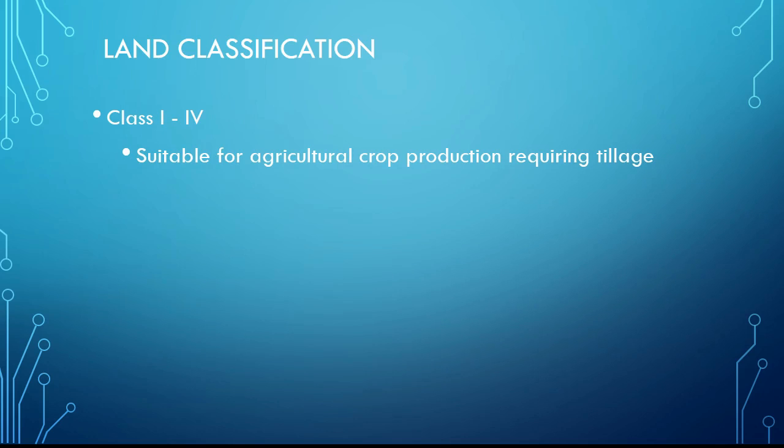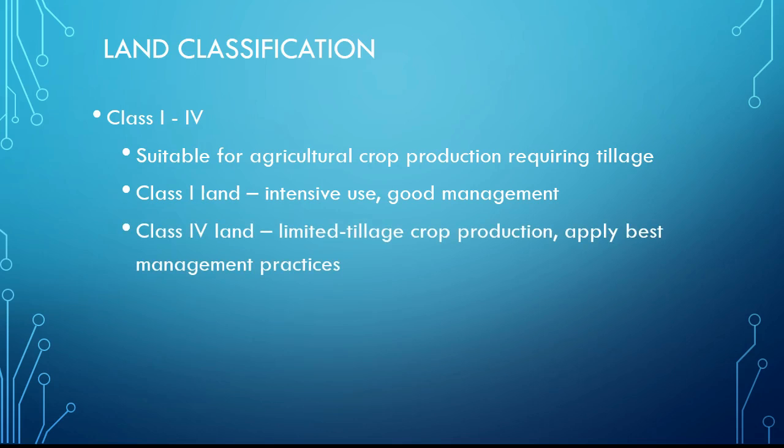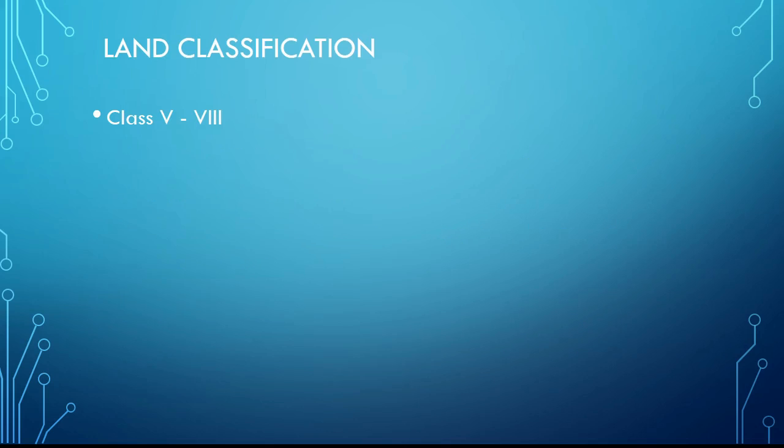So briefly, classes 1 through 4 are suitable for agricultural crop production requiring tillage. And Class 1 land is the one for the most intensive use with good management practices, whereas you go all the way down to Class 4 and it's limited tillage crop production. You have to apply the best management practices in order to use that land for agriculture production. In Classes 5 through 8, this is land that's generally suitable for perennial crops, not annual crops, or not those that we're plowing and preparing the land to plant and harvest.